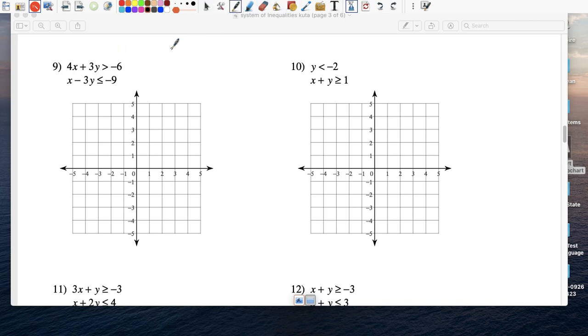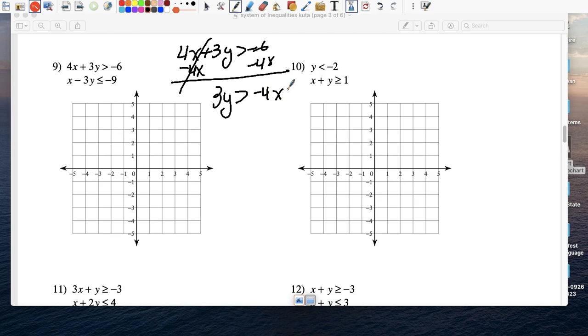First one, let's again rewrite it. We get 4x plus 3y greater than -6, minus 4x, minus 4x. The one thing that is good is you'll definitely not have a problem solving equations and inequalities, because we've been solving so many. So 3y greater than -4x minus 6. We're going to divide everybody by 3. And we get y greater than -4 over 3 x minus 2. Let's graph that. -2 is my y-intercept. It's a downward slope, a negative slope.